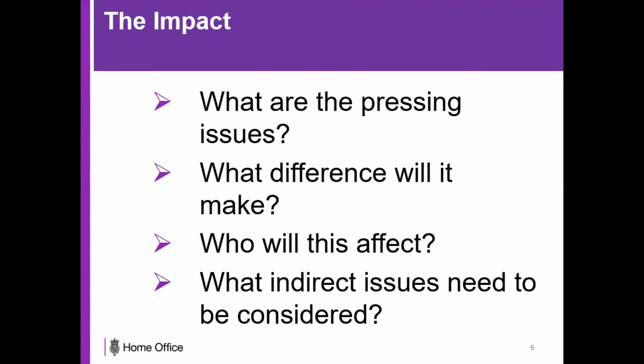The guy from DG Home that spoke originally talked about the impact. And again, of the 11 projects that we were involved in, or we are currently involved in, we really looked at that and said, well, how does that align to our priorities, and how can we deal with that? So what were the pressing issues that we had that we could look at, and how could we align this into our objectives? And also, what difference will it make?